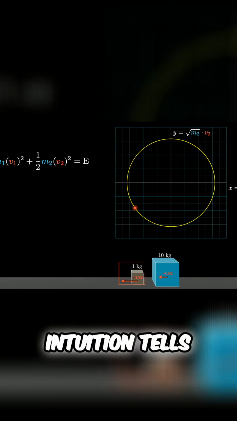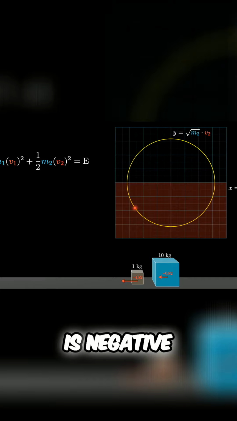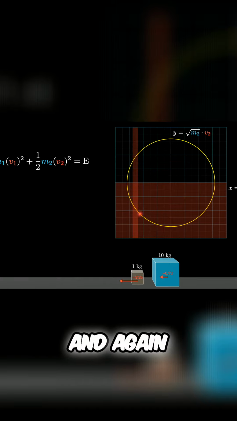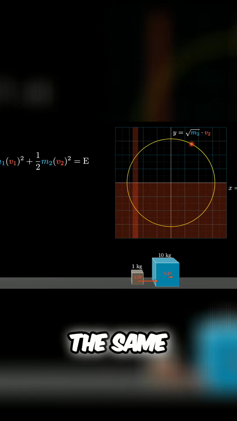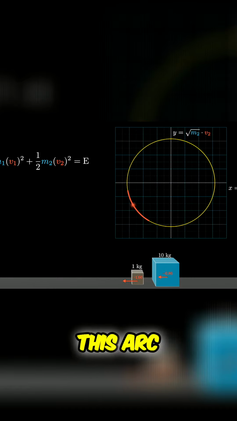Well, physical intuition tells us that that little block picks up some kind of negative velocity, so we're going to have to end up somewhere where the y-coordinate is negative, and that big block loses some of its momentum. So the x-coordinate is going to get a little closer to 0 from where it was, even if you don't know exactly how much. And again, we have to stay somewhere on this circle. The circle represents all the points that have the same total energy, and so you might guess that our point lands somewhere on like this arc right here.